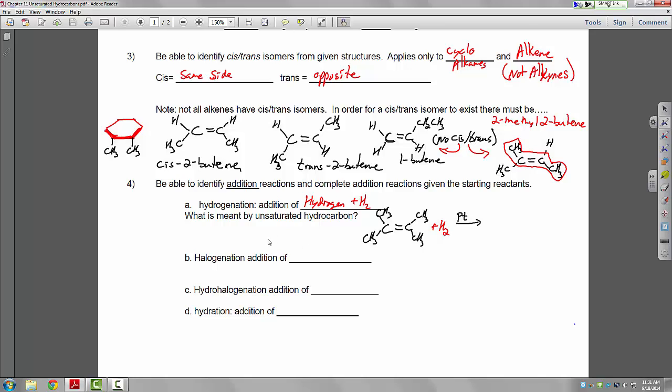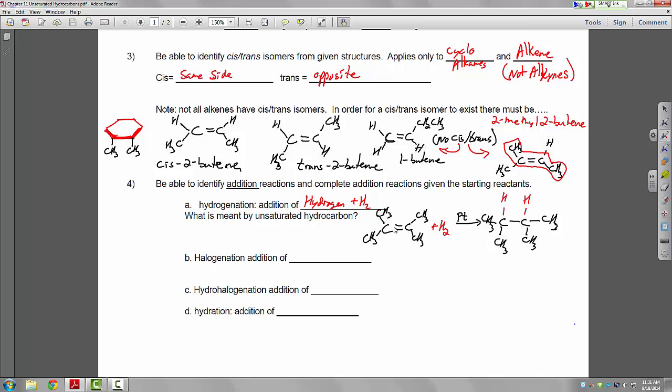Well, what happens here now? In all of these addition reactions, that double bond disappears. It becomes a single bond. And the hydrogens are added across that double bond. So we've got a double bond that becomes a single bond, and the hydrogen, which is H2, just splits up and is added across that double bond.